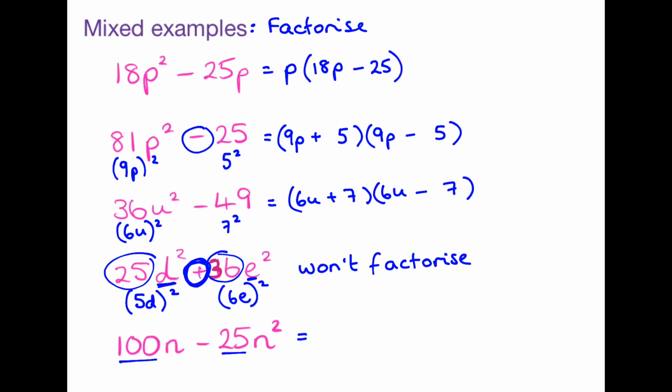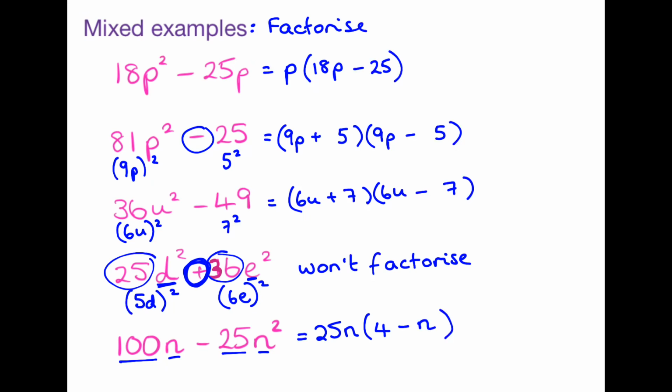So looking at 100 and 25, the biggest number that goes into both is 25. And then we've got n and n squared, so they've both got an n in them. So in our bracket, we would have 25n times this gives us 100n, so that must be 4. And then a minus, and 25n times this has to give us 25n squared, so we only need an n there.